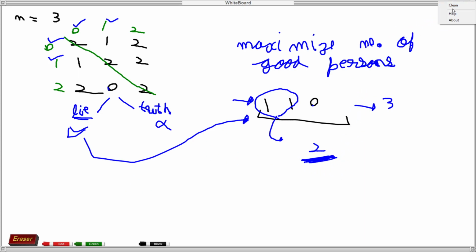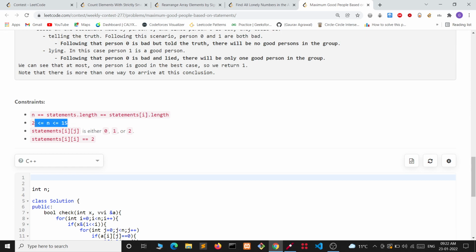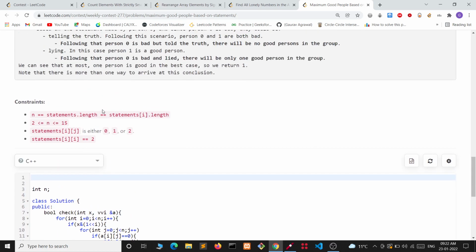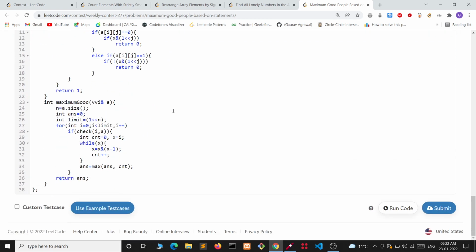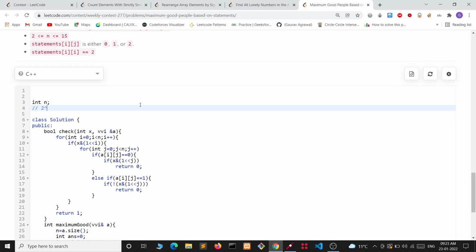Now how to solve it? We can see that n is up to 15 only. So 2 to the power 15 is not a very big number, and we can simply do brute force. And n cross n is also up to 15 into 15, which is also a very small number. So it takes very little time to check each combination. So the complexity is of the kind 2 to the power n into n square, and n is 15, so it is not a big problem.